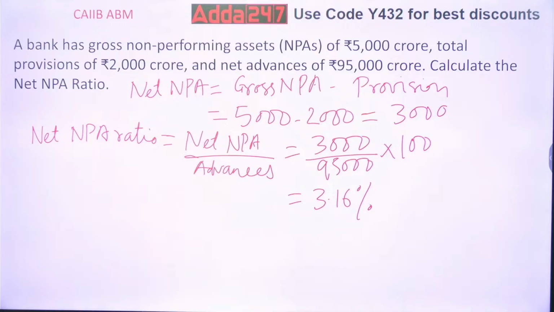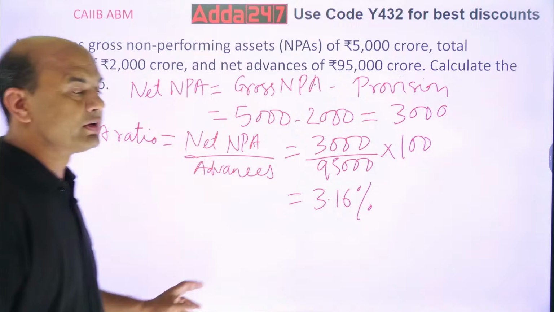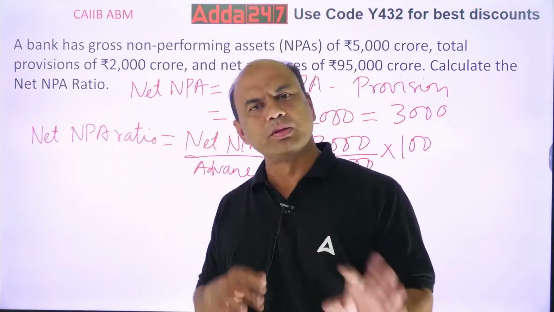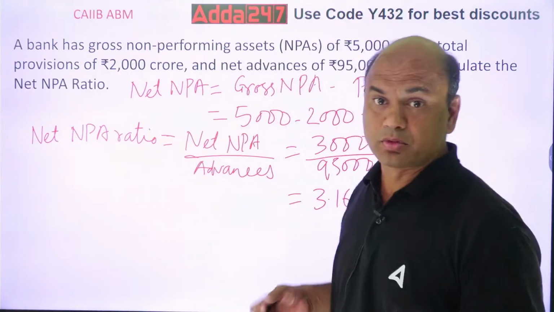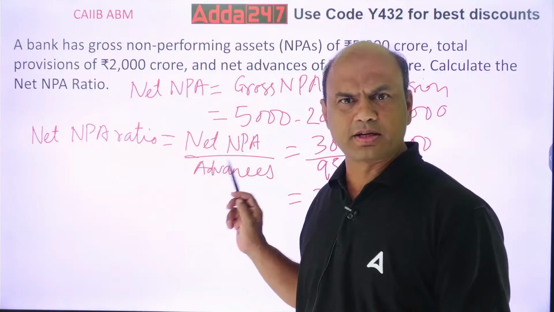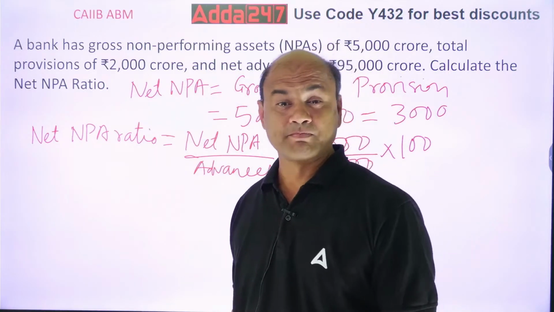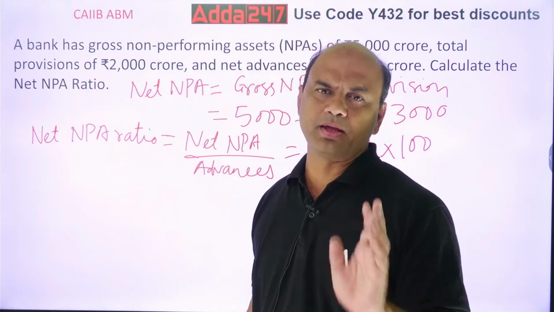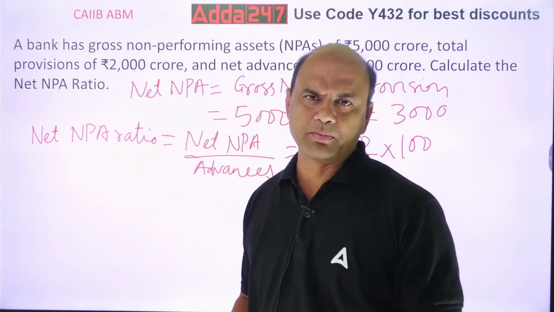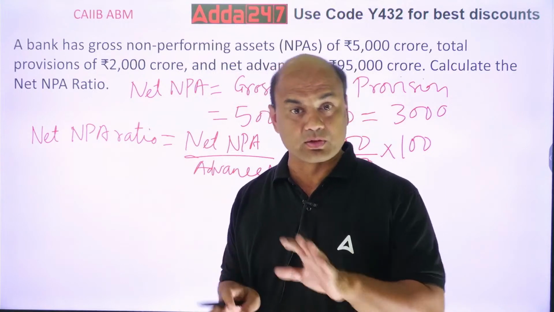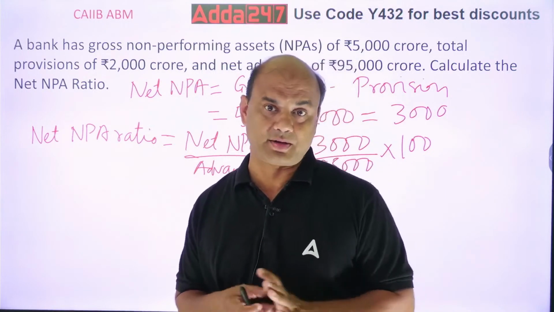As I told you, this numerical might be asked in your BFM also, because these numericals are useful in both ABM and BFM. In BFM, module B, risk management, there also you will get similar numericals. Mainly, module C of ABM and modules B, C, D of BFM are roughly similar. The questions can be interchanged from here and there.